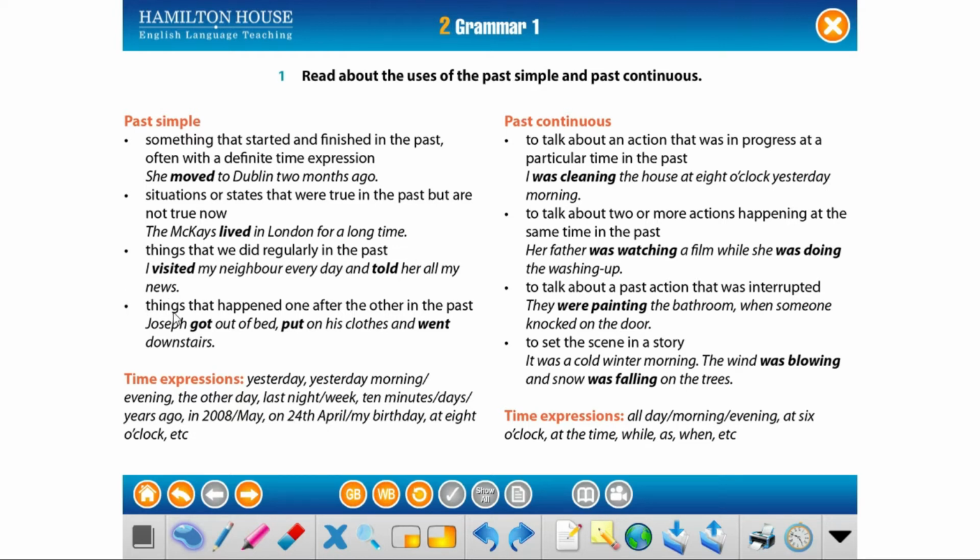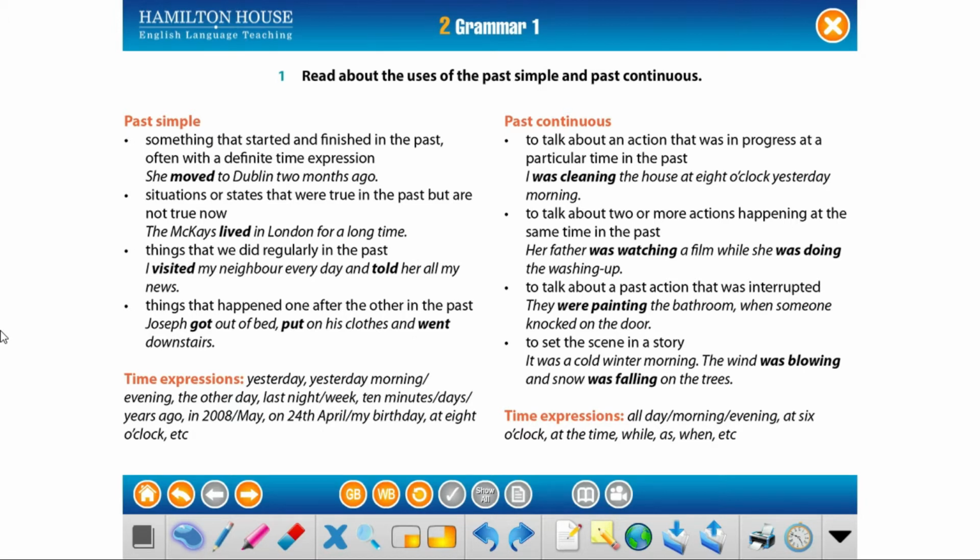And the last use is to talk about things that happened one after the other in the past. Like this one: Joseph got out of bed, put on his clothes, and went downstairs. Remember that when we talk about things that happen one after the other, the most common use is when someone asks you, "What did you do yesterday?" And you say, "Oh, yesterday I got up, I took a shower, I got dressed, I had breakfast, and then I went to work." So we mention the things that we did one after the other. It's a very simple and very easy use.